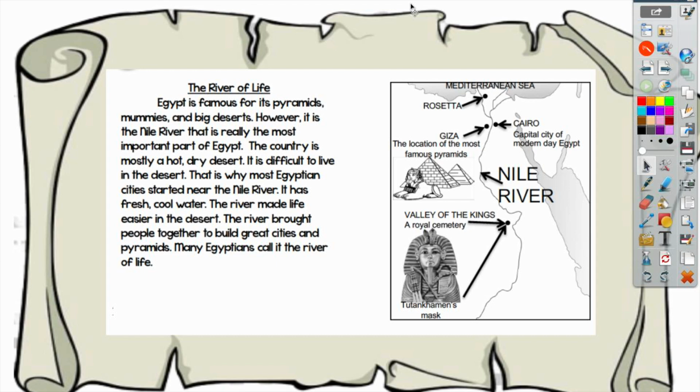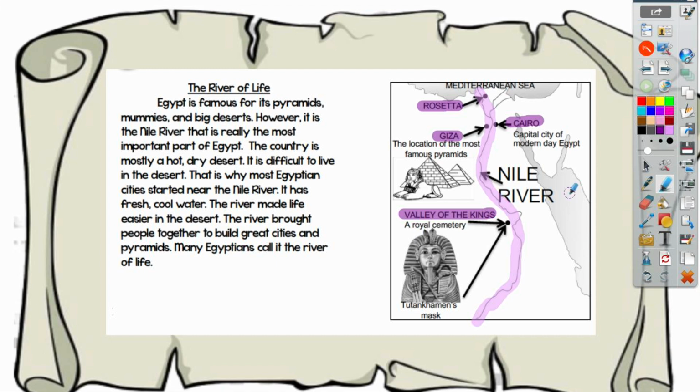So now that we've read our passage, let's look at our illustration. In this case, it is a map. This map is so great because it shows us so much information that was not included in the passage. The first thing it shows us is the Nile River itself. It shows us how long the river is and where it's located. In addition to this, our map also points out different cities in Egypt, such as Rosetta, Cairo, Giza, and the Valley of Kings.